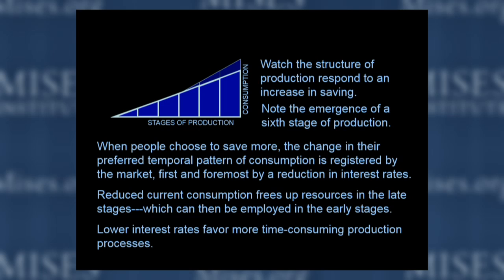Watch the structure of production respond to an increased saving. Like so. In other words, it's cutting down on consumption in order to save. But when they do that, that causes interest rates to fall because savings is more plentiful. And when interest rates fall, then it becomes profitable to engage in some long-term projects that were not profitable at higher interest rates, okay?